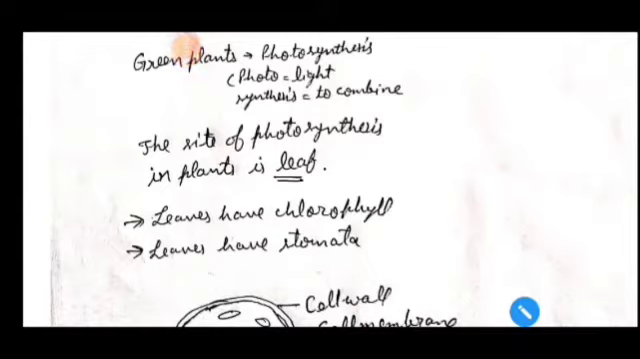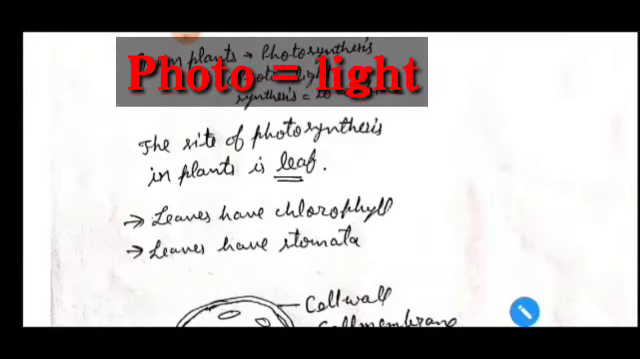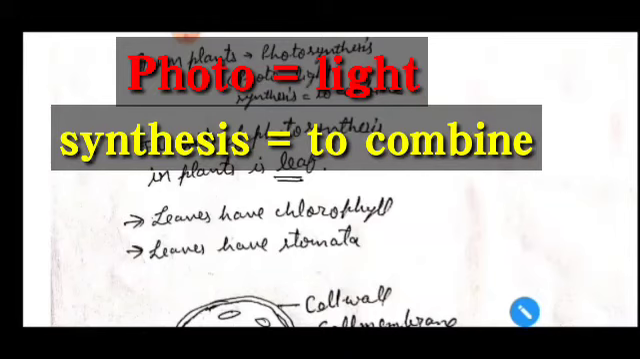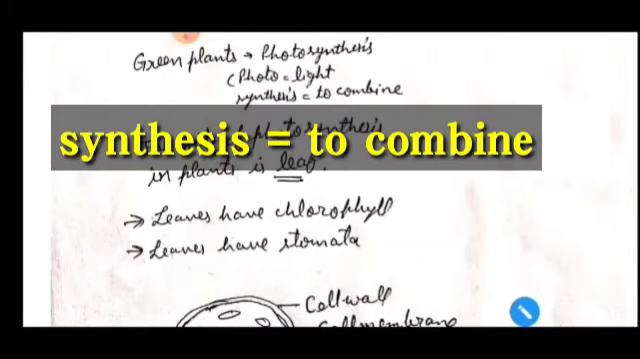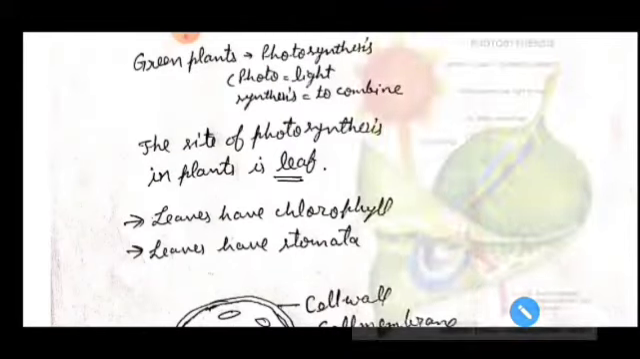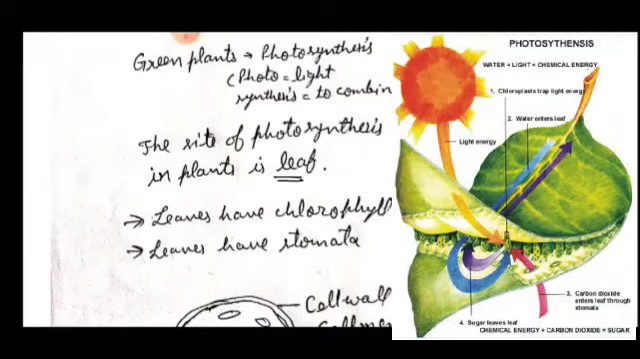Green plants prepare their food by the process of photosynthesis. It is called photosynthesis because photo means light, synthesis means to combine. This process takes place in the presence of sunlight. The site of photosynthesis is the leaf. In plants, the leaf is also called the kitchen of the plant.